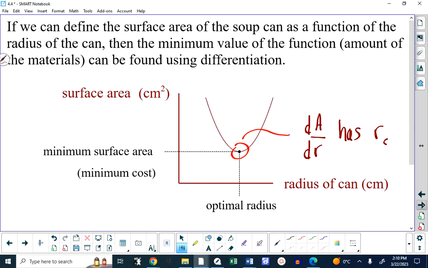The tough part is going to be finding that function. And by the way, I hope you understand that even though I've drawn this, we're not going to solve these graphically. We're not going to look at a graph and find the minimum. We're going to find it on paper.